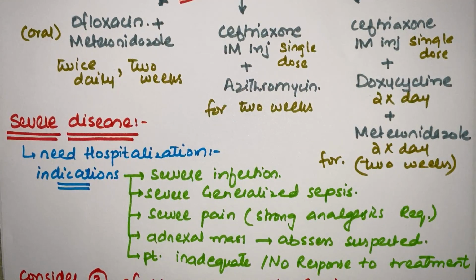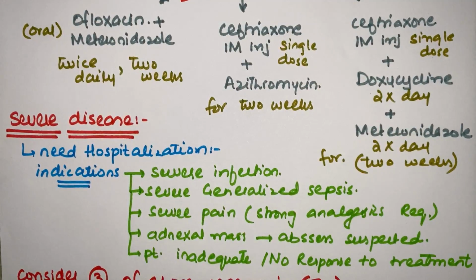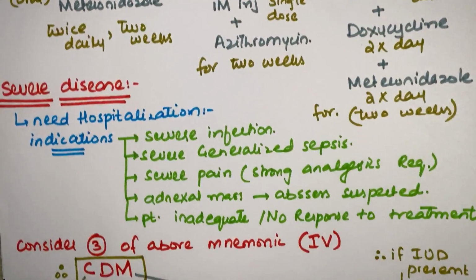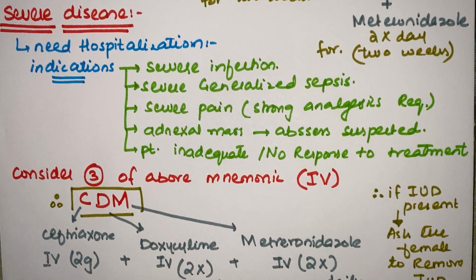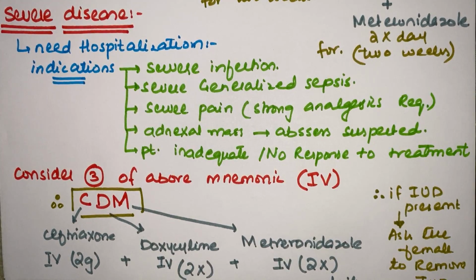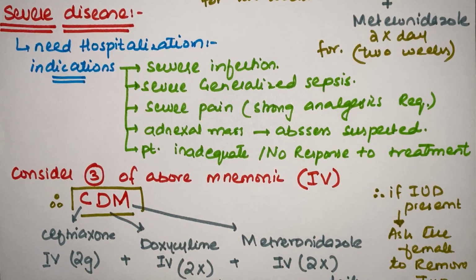Now in case of severe disease, first of all, we immediately require hospitalization. Why? Because close monitoring is required, and many other points. So what are the indications when we will hospitalize a patient? First of all, just remember the same theme: whenever the disease becomes severe, we will hospitalize the patient. So what was happening in this disease? Infection. If a patient has severe infection, first indication, it will ultimately progress to severe generalized sepsis. If that develops, we hospitalize the patient.